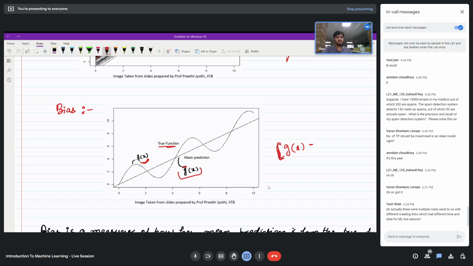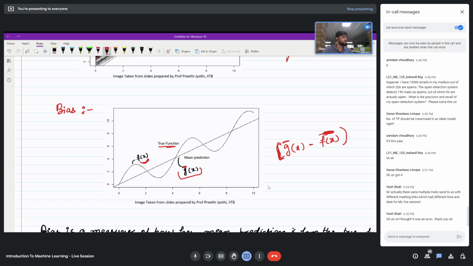So bias is the difference between the average mean function and f of x, your true function. So this is not a bar, your true function. Now what I want to say over here is, let's say you sampled 50 times, still your mean function is very far away from this true function. If you see, this is a straight line and that's a curve. So it is very far away from the actual function even after sampling 50 times.